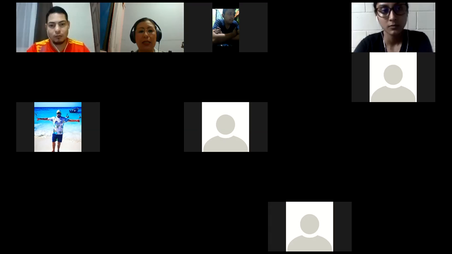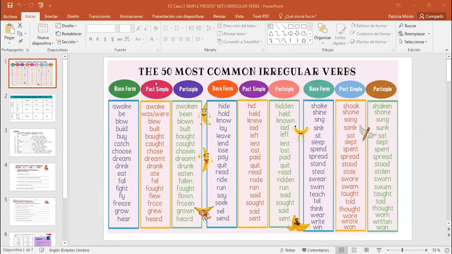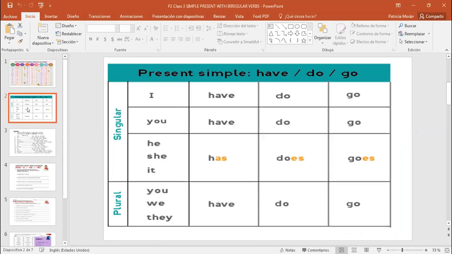So I'm going to stop sharing this because it takes a lot of time working with regular and irregular verbs. And I want to come to the presentation that I have for you. So once we identify that the irregular verbs are different in the base form, in the past simple, and in the participle, we need to learn how to use them. For example, I have here this simple present with the verbs have, do, and go. I have, I do, I go. You have, you do, you go. He, she, it has. He, she, it does. He, she, it goes.